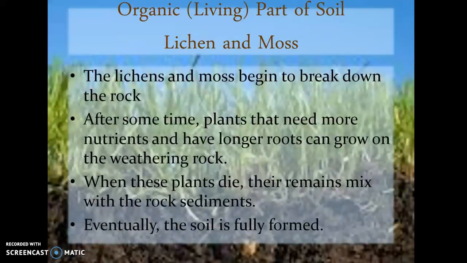As those lichens and moss break down the rock, the plants need more and more nutrients, and plants with longer roots can grow. And then as these plants, lichens, and moss die, their remains mix in with the rock sediments. And these dead organisms provide a lot of the nutrients that are needed to have good, healthy soil. So the organic or living part of the soil is the dead remains, mostly of various plants, lichens, and moss.